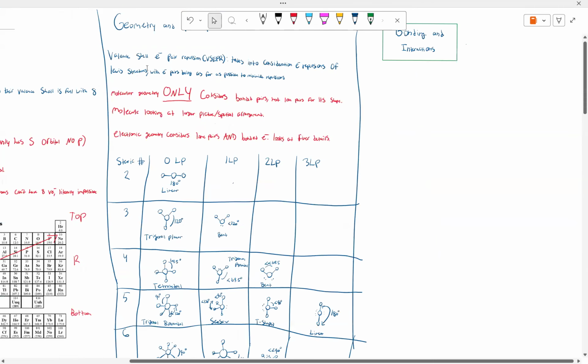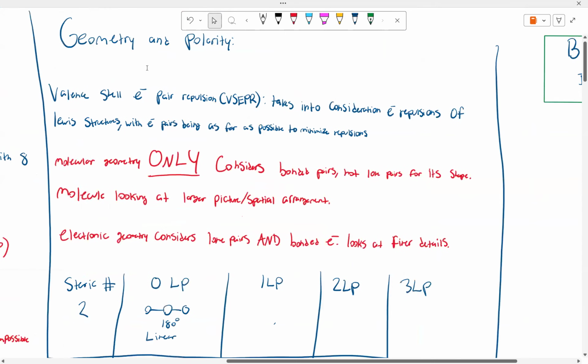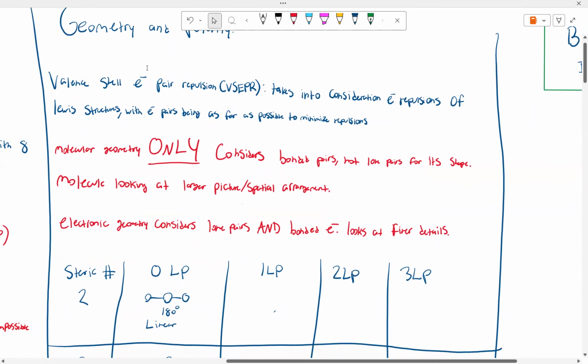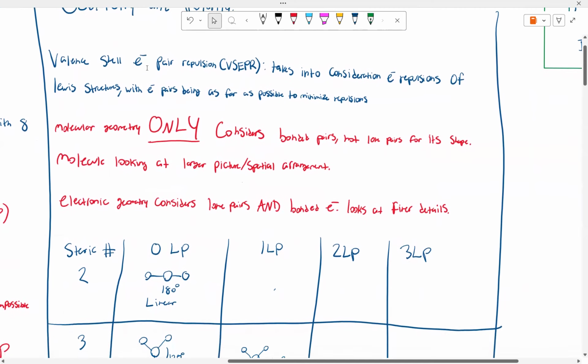Some other things in this chapter to go over are geometry and polarity. So the valence shell electron pair repulsion, also known as VSEPR, takes into consideration electron repulsions of structures, with electron pairs being as far apart as possible to minimize repulsions. That's going to be a common theme throughout the chemistry textbook: always trying to minimize repulsion, electrostatic repulsion, or differences.